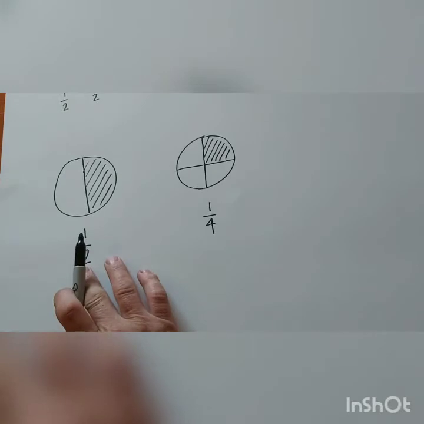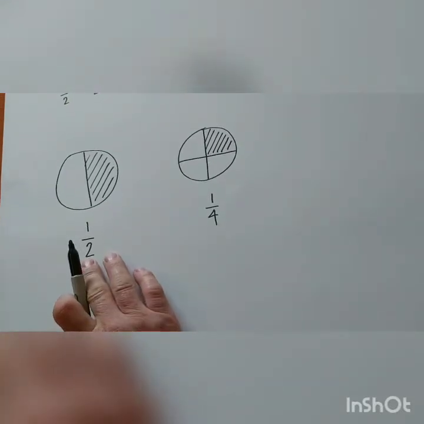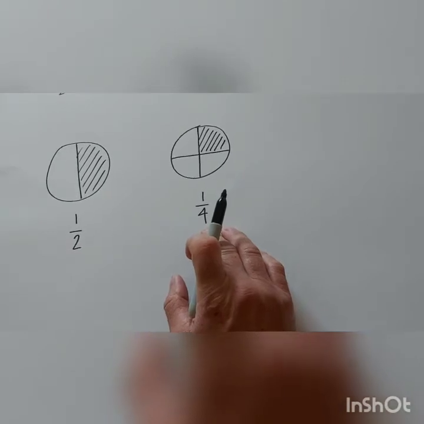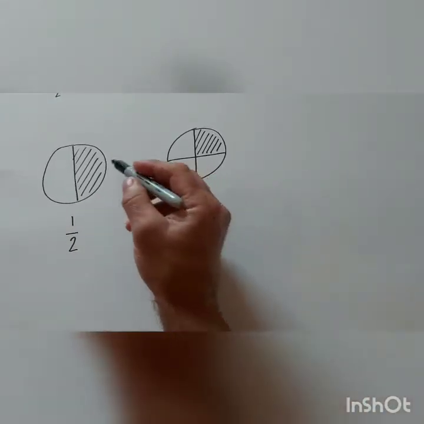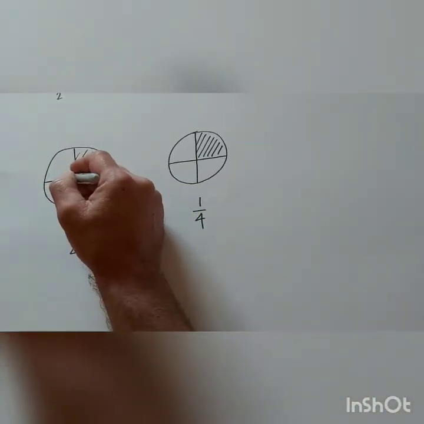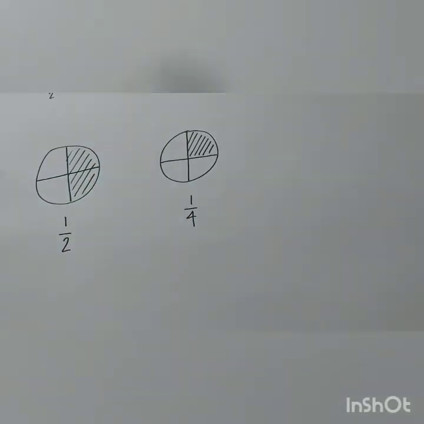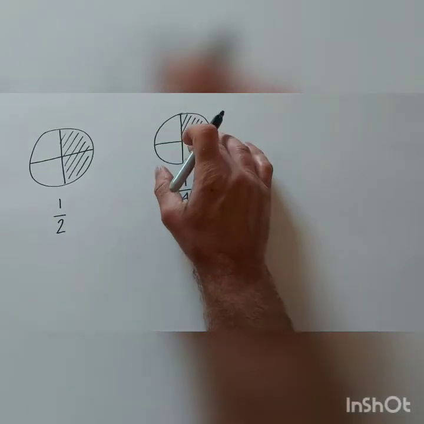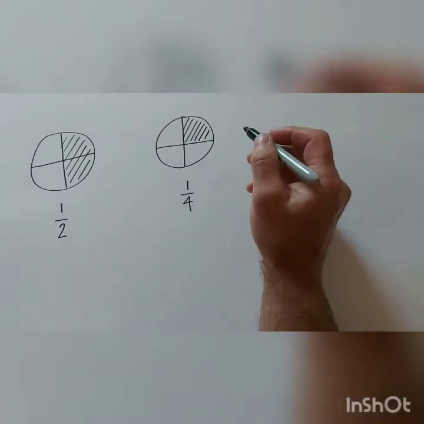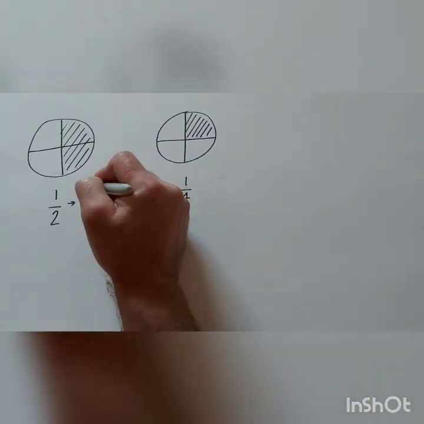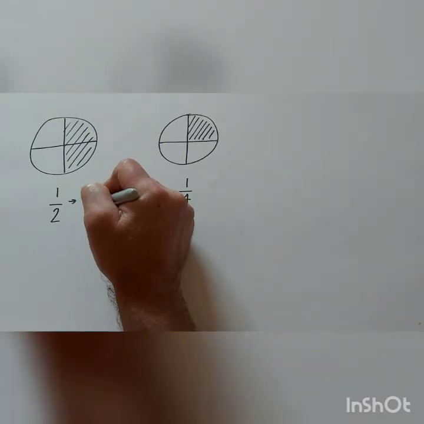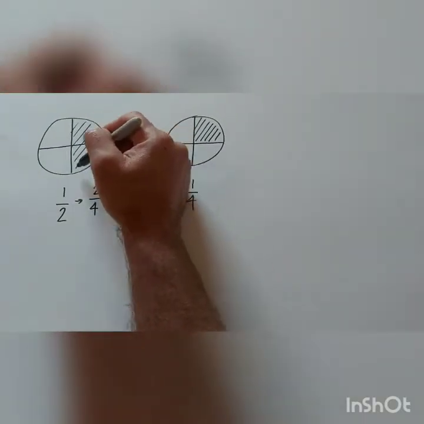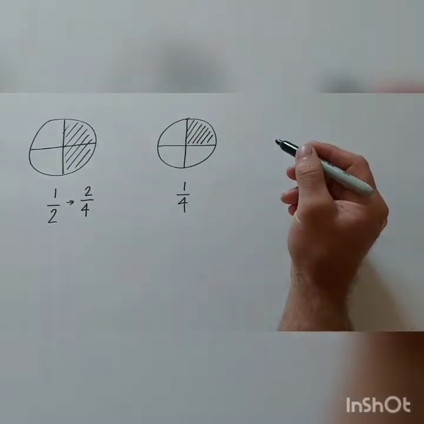If I wanted to add these two fractions together, I'm going to have difficulty in that my denominators are not the same. This one has a denominator of 2, while this one has a denominator of 4. In this instance, a simple fix would be to turn this circle into 4 equal parts. Now both circles are divided into 4 parts, and this fraction now becomes 2 out of 4. As you can see, I now have 2 shaded parts out of the entire 4 parts.